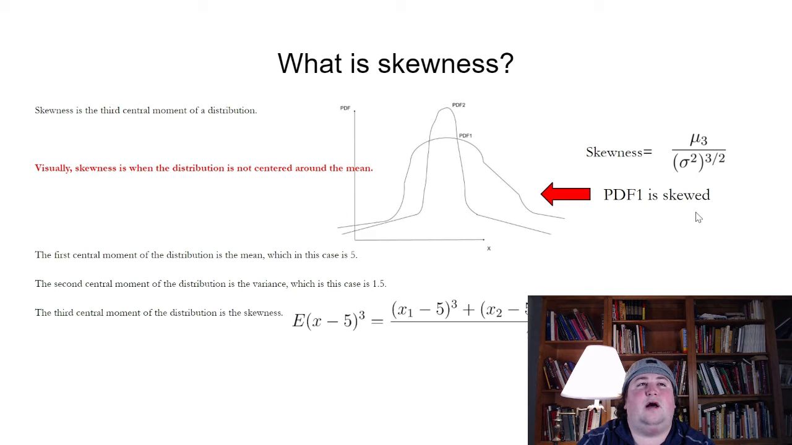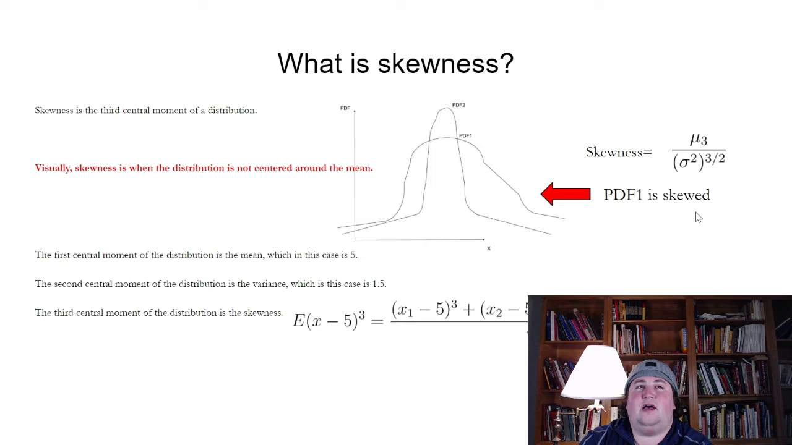Skewness is the third central moment of a distribution. So what does that mean? Well, it turns out that the mean is the first central moment, the variance is the second central moment, and then skewness is the third.